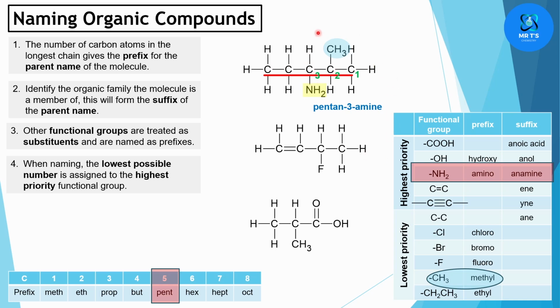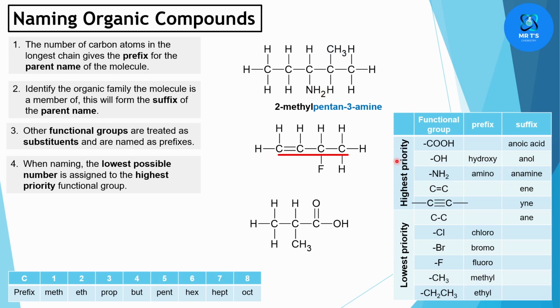Now, we also have to show that we have this methyl group, so we're going to write that as a prefix in front of the parent name, and it's going to be called 2-methylpentan-3-amine. Okay, let's have a look at the next molecule that we have here. The next molecule we have is this one here.